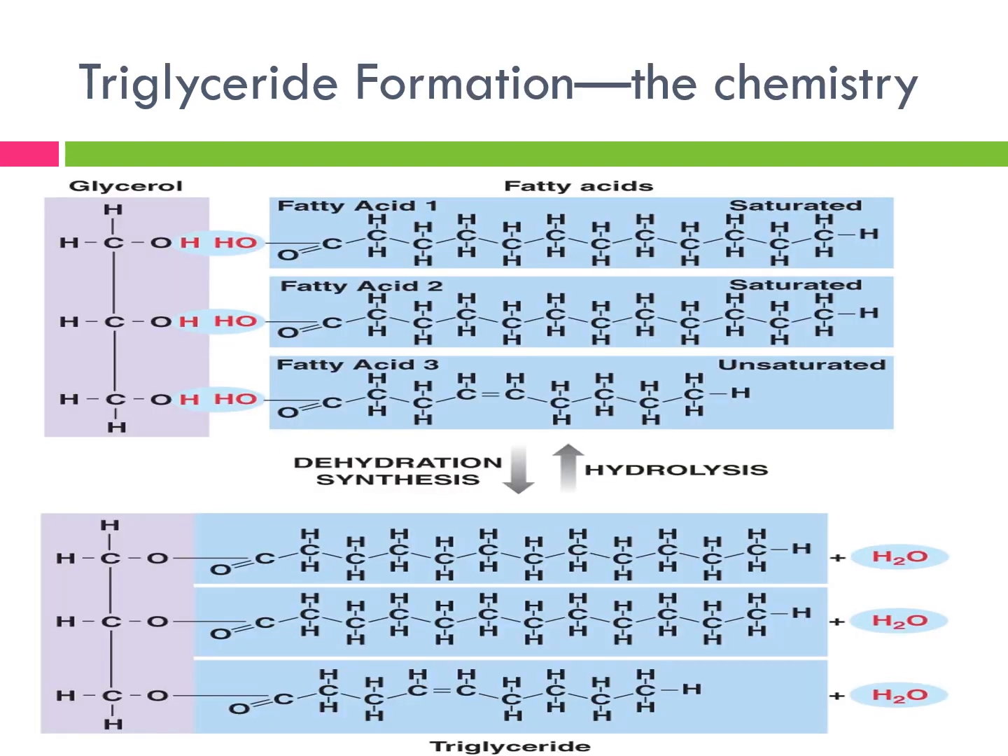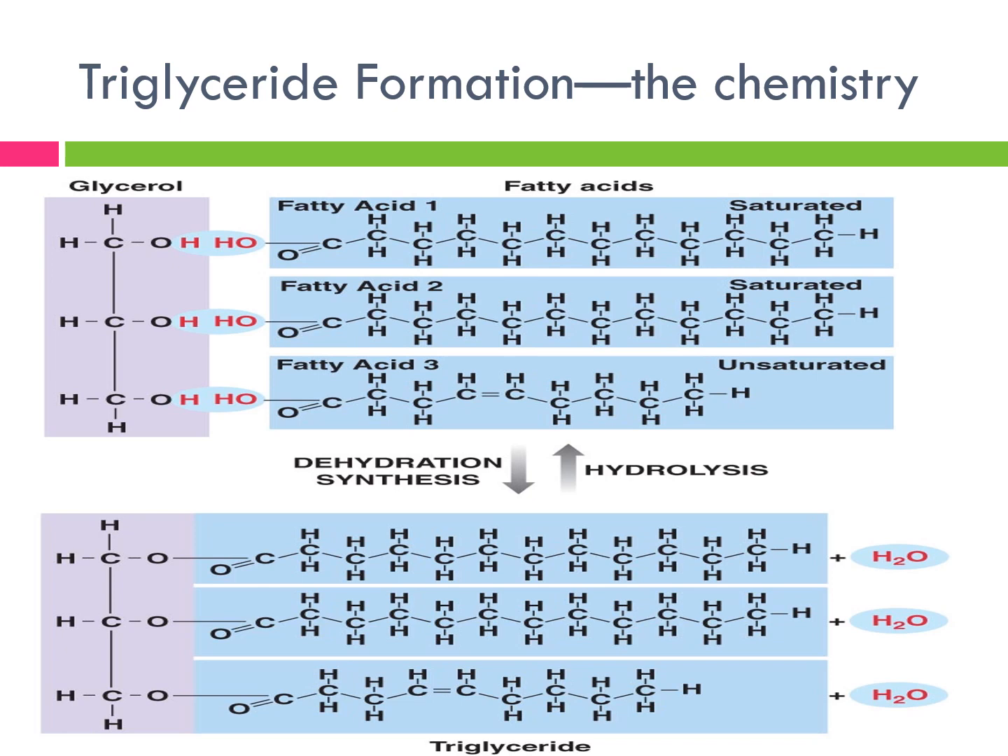So here we're looking at the formation of a triglyceride. So we have this glycerol, 3-carbon backbone, right? And then we have these 3 separate fatty acids. So these 2 are saturated with hydrogen. This one is unsaturated, so it has this double bond here.